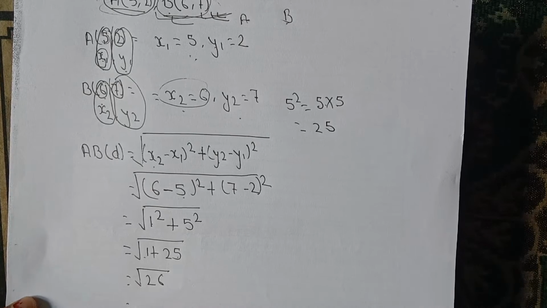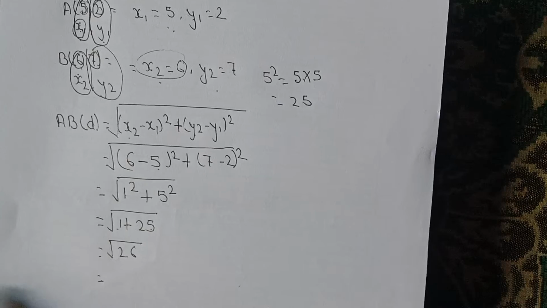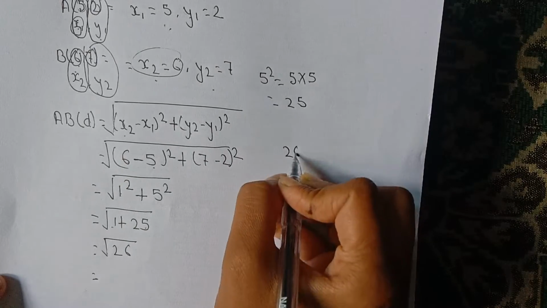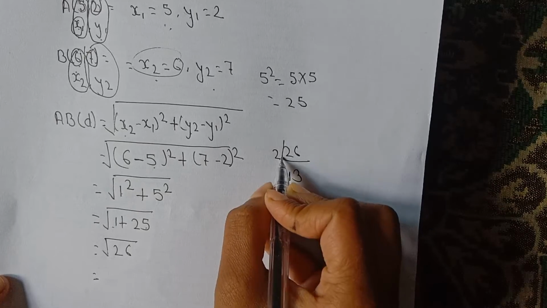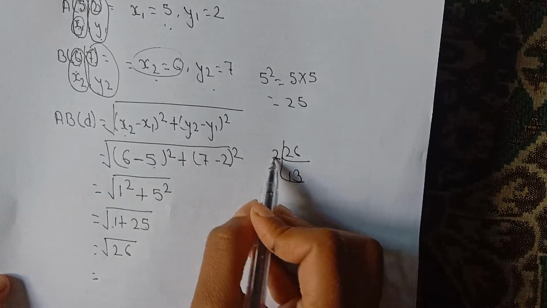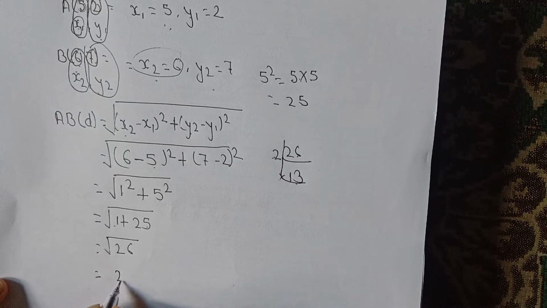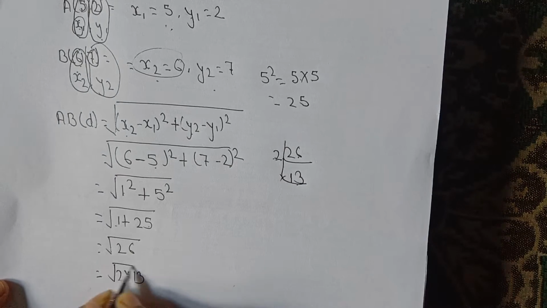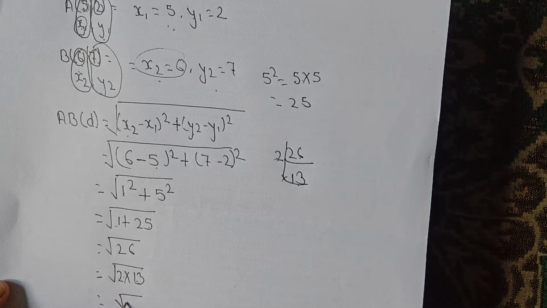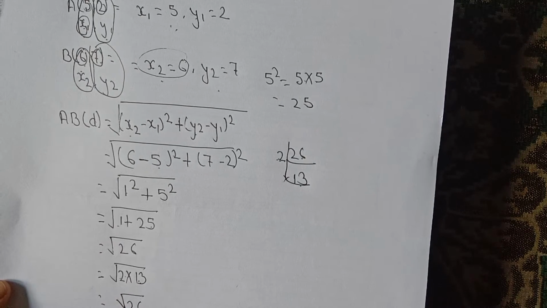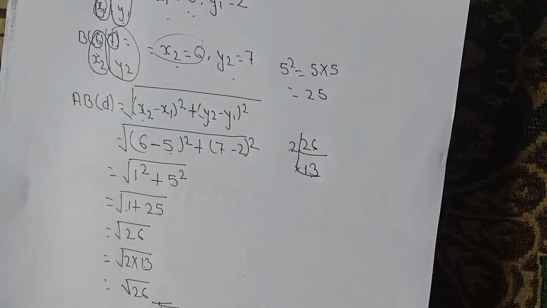After that you can use the calculator, and if you don't have a calculator you can also solve it here. We get 26, and we have to factorize this. 26 is 2 into 13. We can't factorize it further because there is no perfect square, so we write it as it is. So root 26 is the distance between A and B. Are you clear on this example?